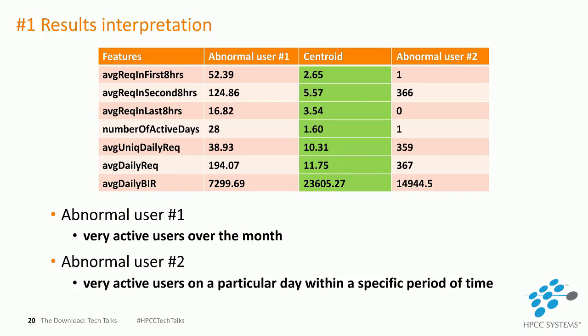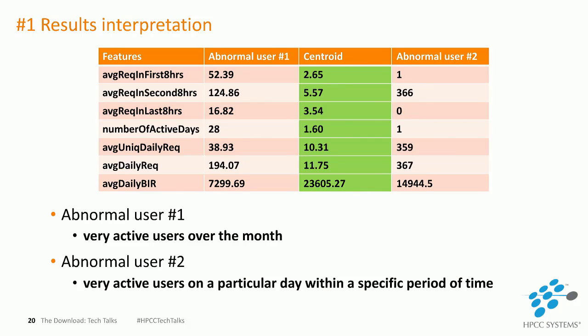Let's start with the left one. If we go to the row concerning the number of active days, we see that this abnormal user has been active the whole month, which is 28 days, while the centroid tells us that most of the users have been active between 1 and 2 days. Also comparing the number of requests submitted by this user, we concluded that this user represents the very active users over the month. It would be worthwhile investigating why they have been so active every day.